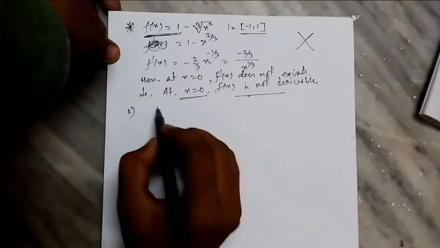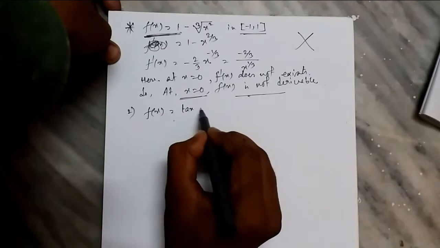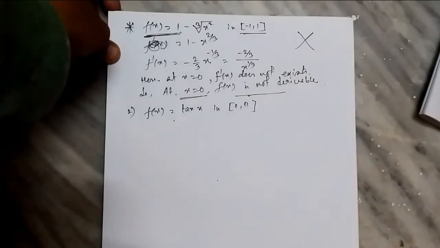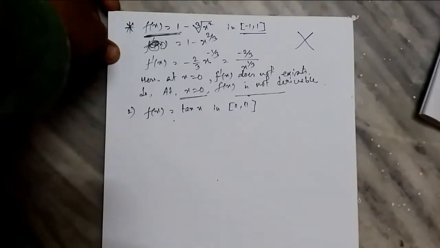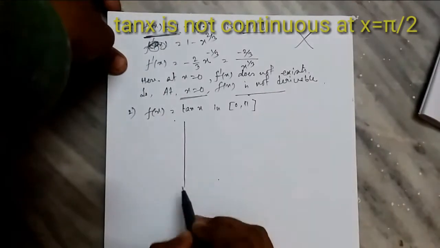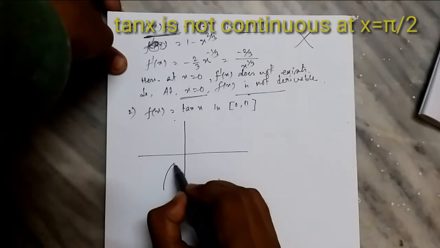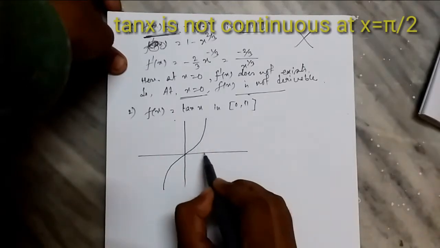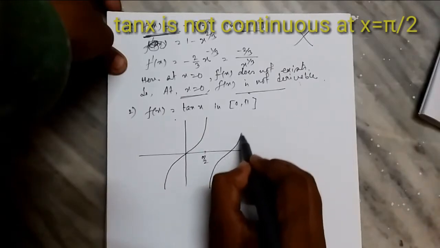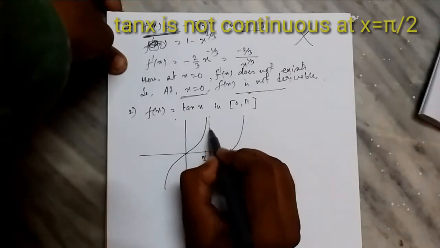Let us take another problem. If we take f(x) equal to tan x in the interval 0 to pi, and draw this figure, this is pi by 2, and this is pi.